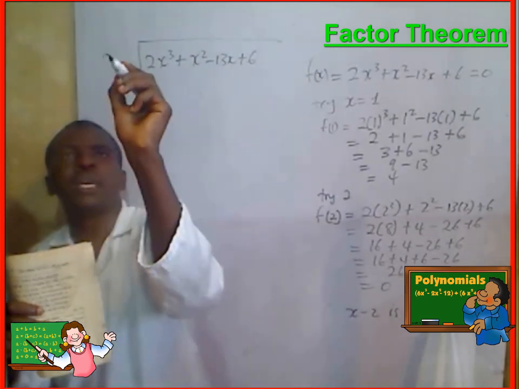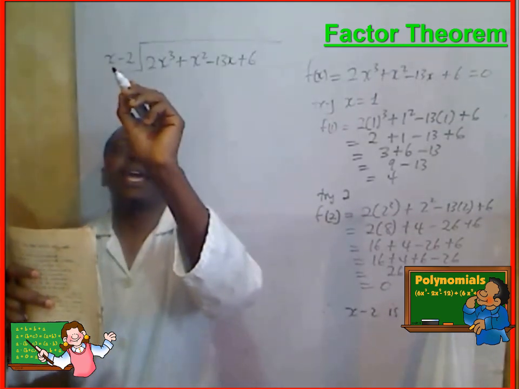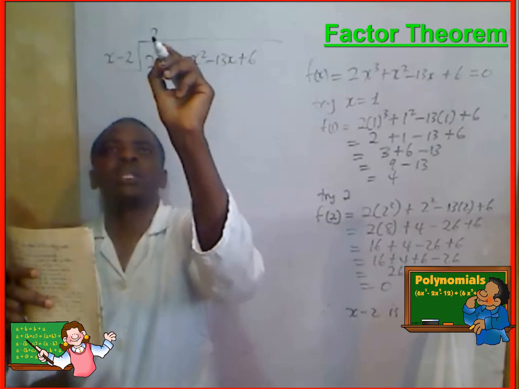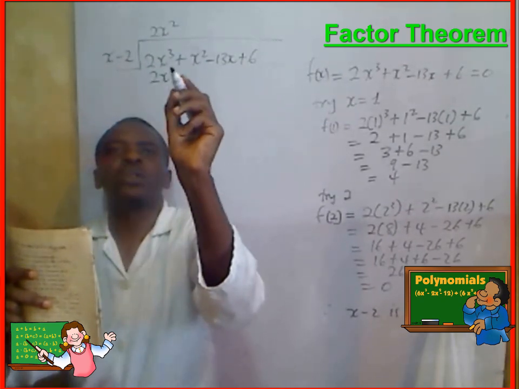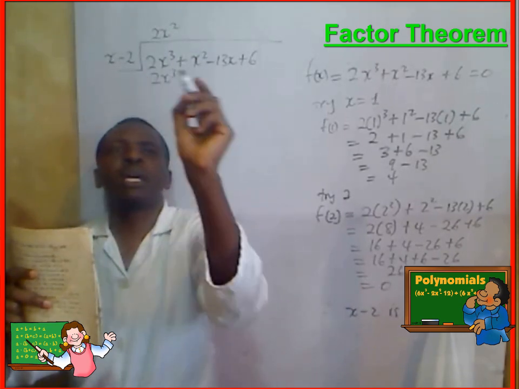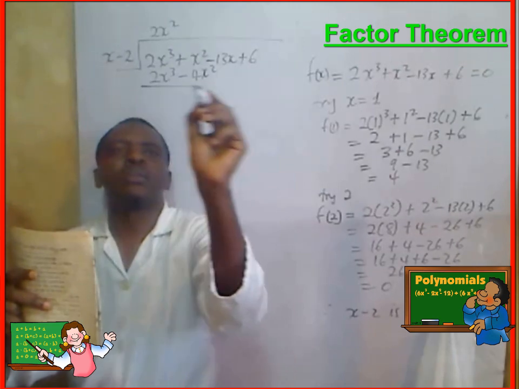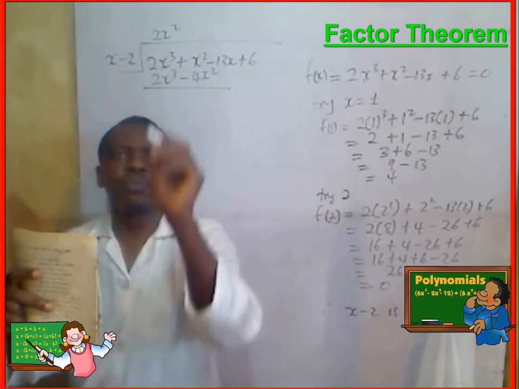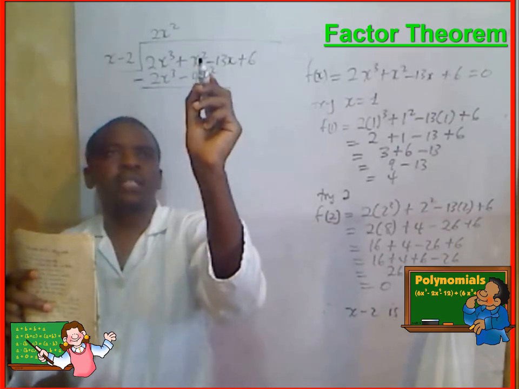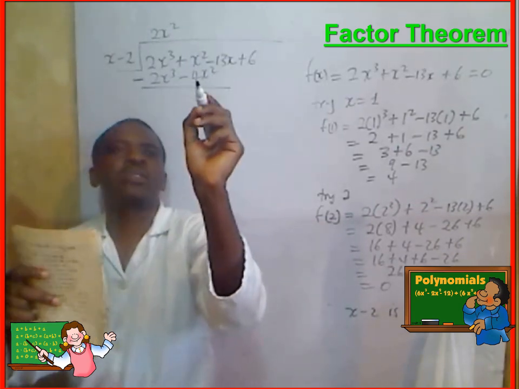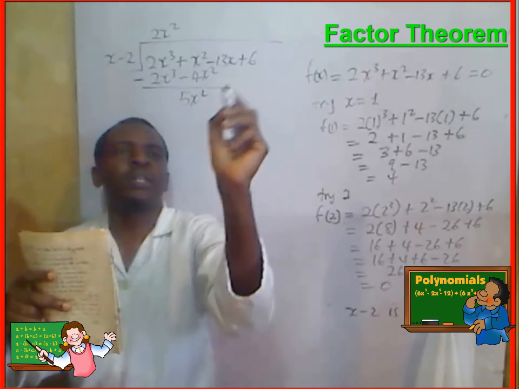Divide by x minus 2. What do I multiply x by to get 2x cubed? That should be 2x squared. 2x squared times x gives me 2x cubed. 2x squared times minus 2 gives me minus 4x squared. And subtract. 2x cubed minus 2x cubed is 0. x squared minus minus 4x squared, that should be 5x squared. I bring down the other terms.